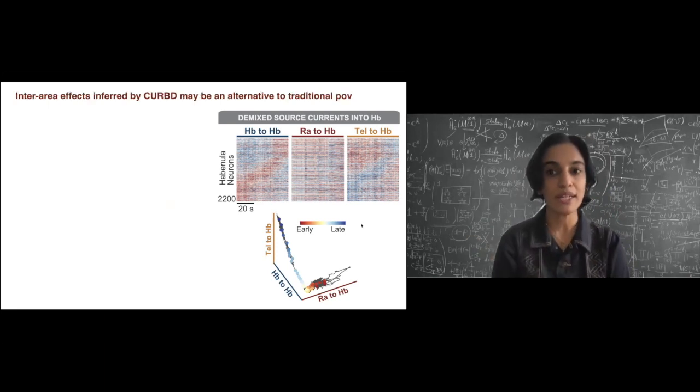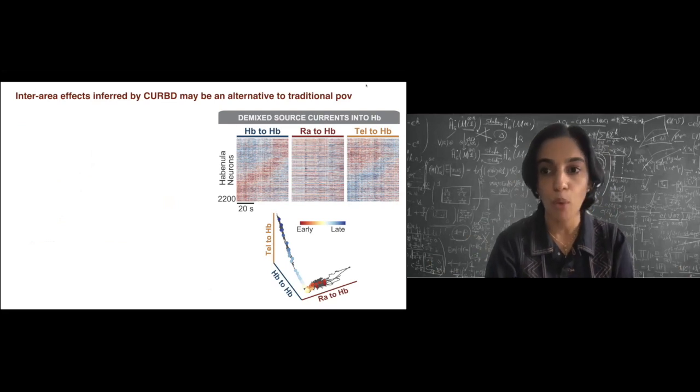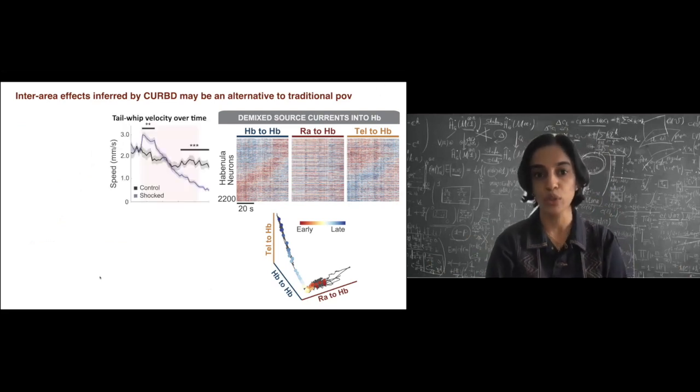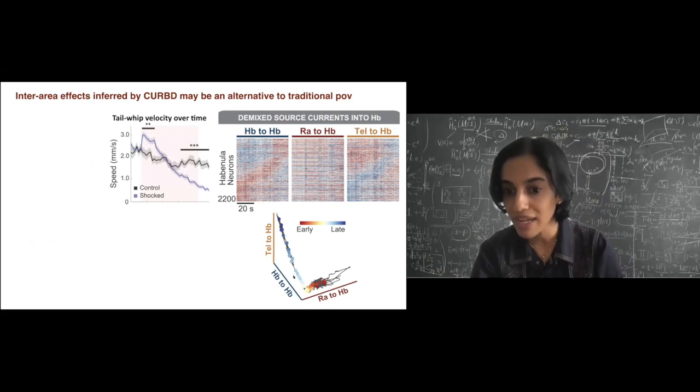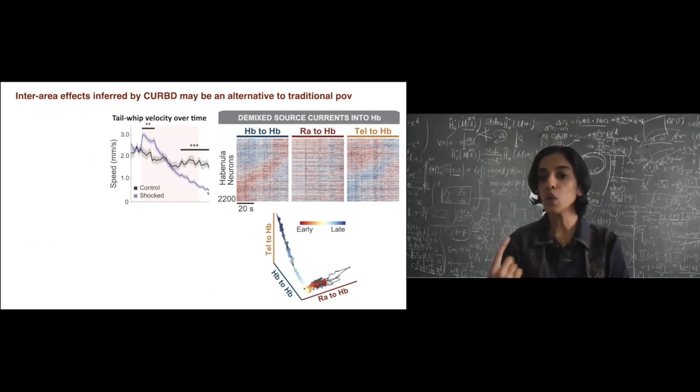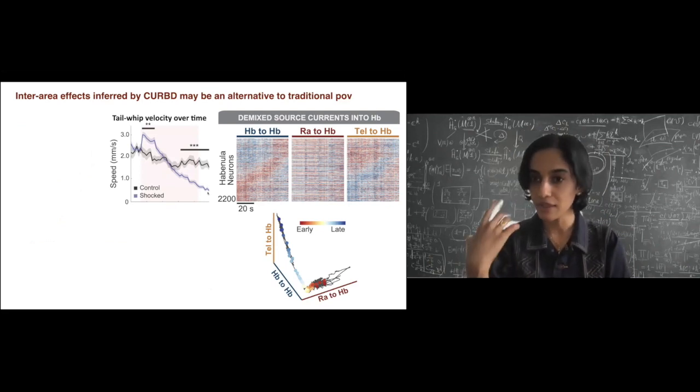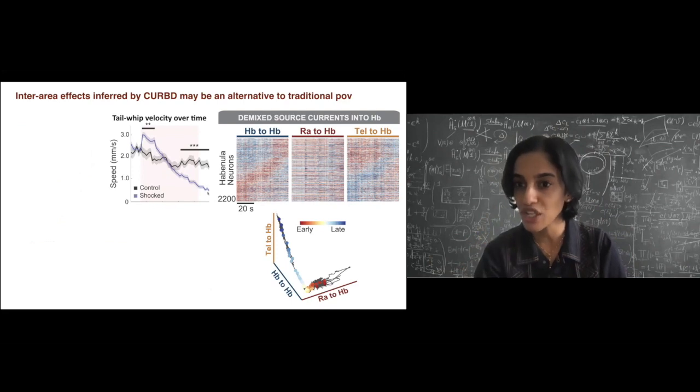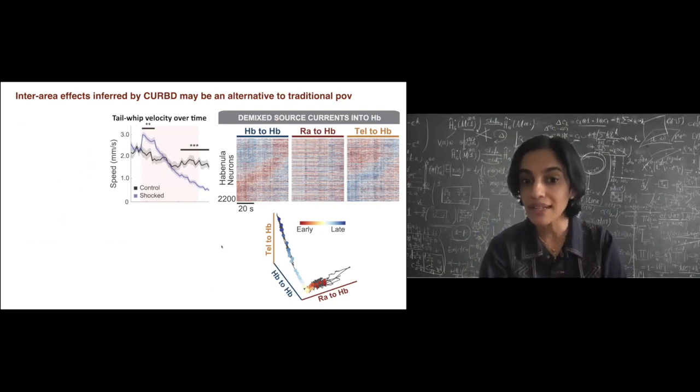And so what we're trying to say is that, as an alternative to the traditional point of view, which is to correlate this type of activity that you see in the behavior, the active coping phase and the passive coping phase, looking at currents and the low dimensional projection of activity into the current space might be more informative than looking at it traditionally.